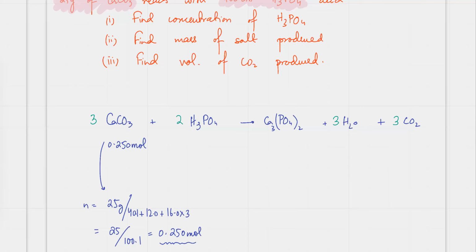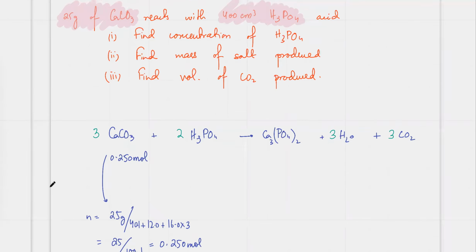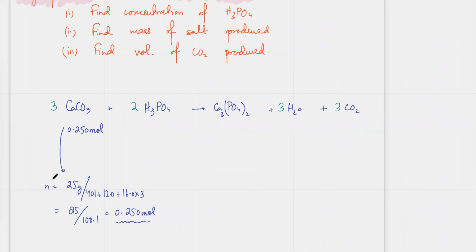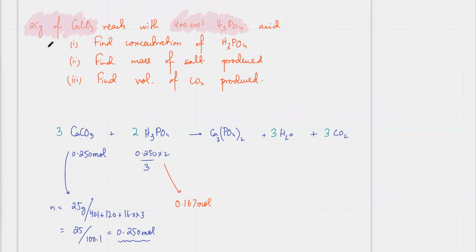You found the moles of this, so you can find the moles of all the other things in the equation. You can find the moles of everything in the equation now. So 0.250 moles divided by 3 times 2, you'll find the moles of phosphoric acid. This one would be 0.16666, so 0.167 moles. You're going to get 0.167 moles.